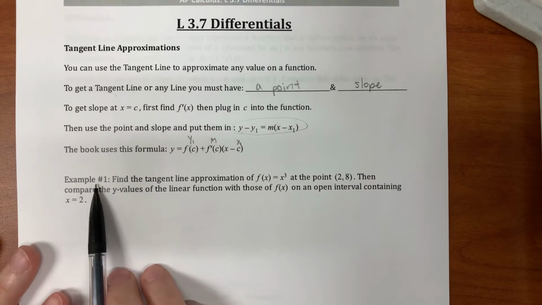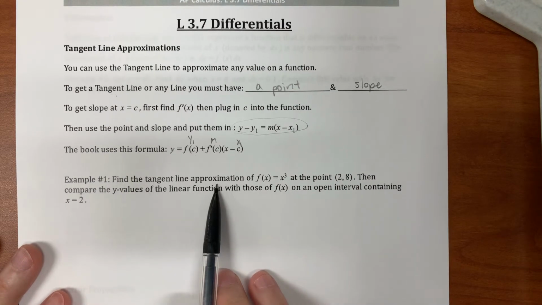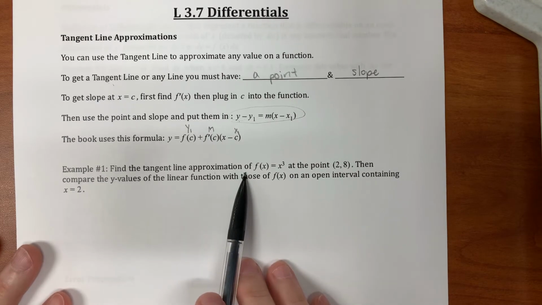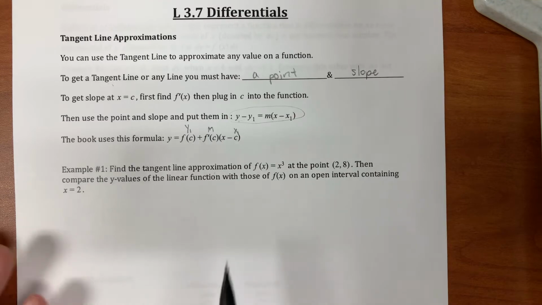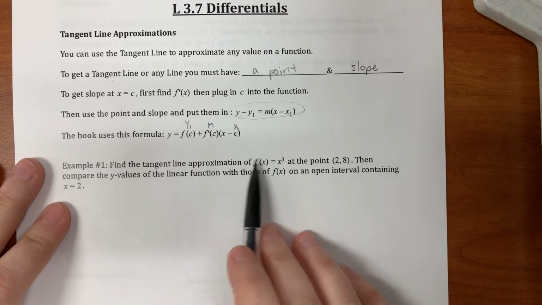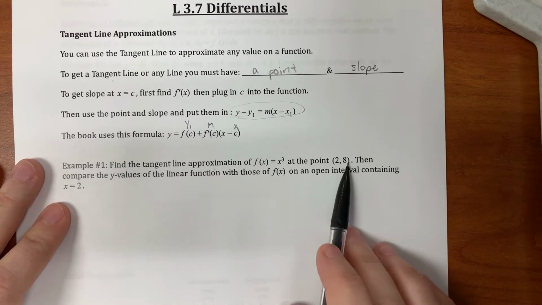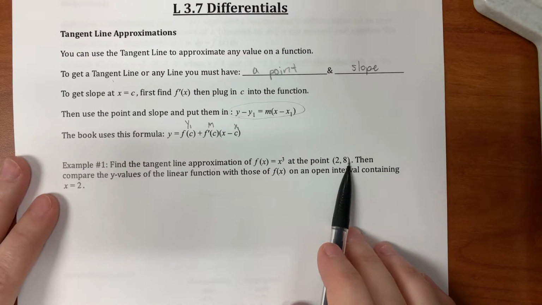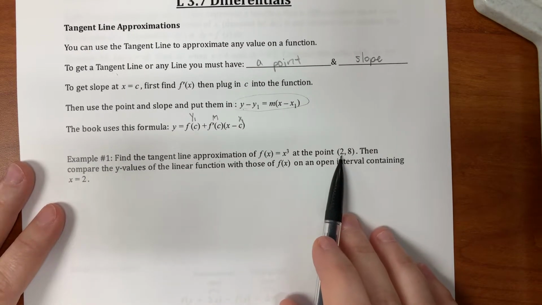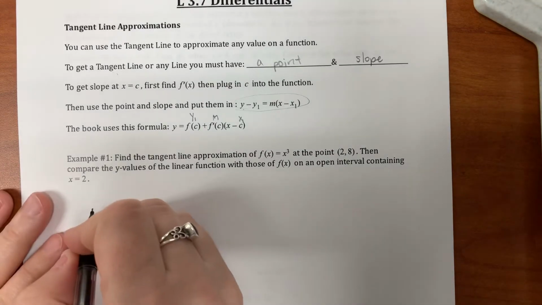All right, so example 1 says find the tangent line approximation. So this is a little bit different. When they say find an approximation, we're going to have a little bit of an error. And so we're going to talk about that. But they gave me an equation of the function, and they gave me a point to find it at. So the first thing I'm going to do is just find the equation. So I'm going to find the slope, and then I'm going to use this point to help me out with that. So the slope is the derivative.